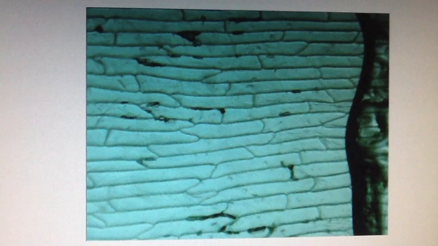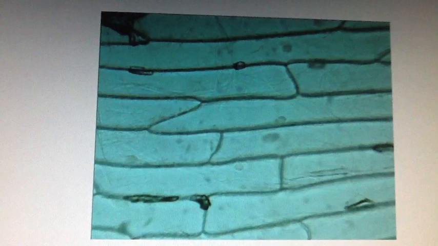Onion cell observations. And this is using the low power objective lens, which of course you always start with to scan your specimen and look for a good spot to zoom in. Look at the uniformity among the structures of the plant cells. You know, it's like a pattern.